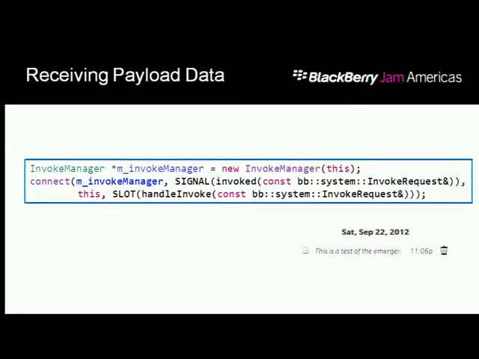OK. So the next thing you want to do is register with the Invocation Manager. Basically, this creates an instance that can handle the signal when your application gets invoked. Your application will actually get invoked, but what we're saying here is that when it gets invoked, we want to handle that invocation. So we create an instance of Invoke Manager, and when that invoke manager gets a signal called invoked, with an invoke request object passed in, we're going to handle that however we want in the handle invoke method that we've defined ourselves in our application.